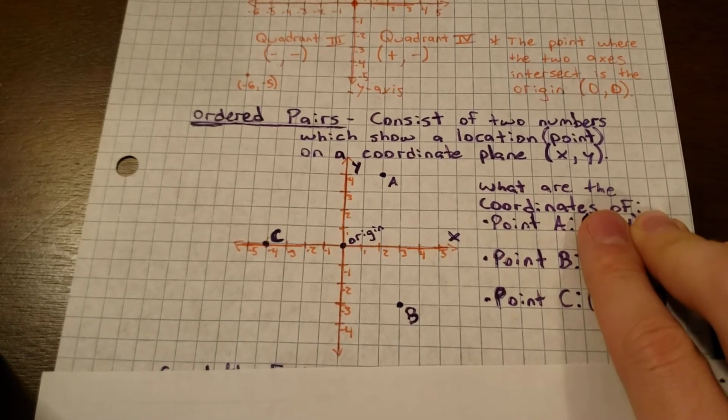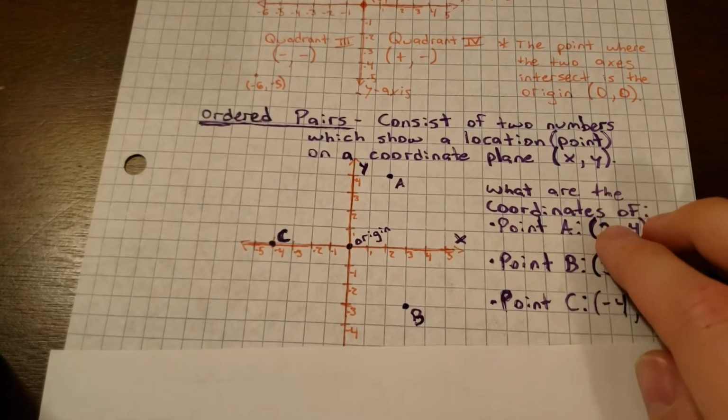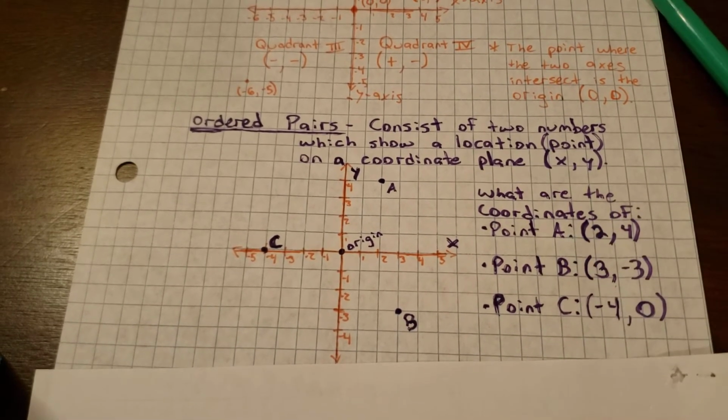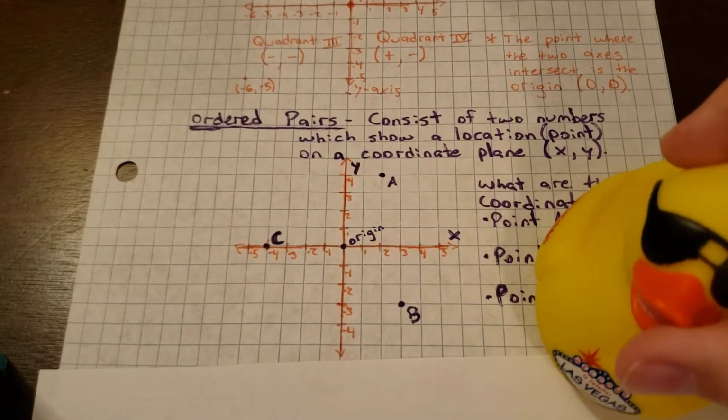Now, the question is, what are the coordinates of point A? Well, again, we see for point A, let's see, hold on a second. I'll just put my ducky there for a second. Maybe I'll put him this way.